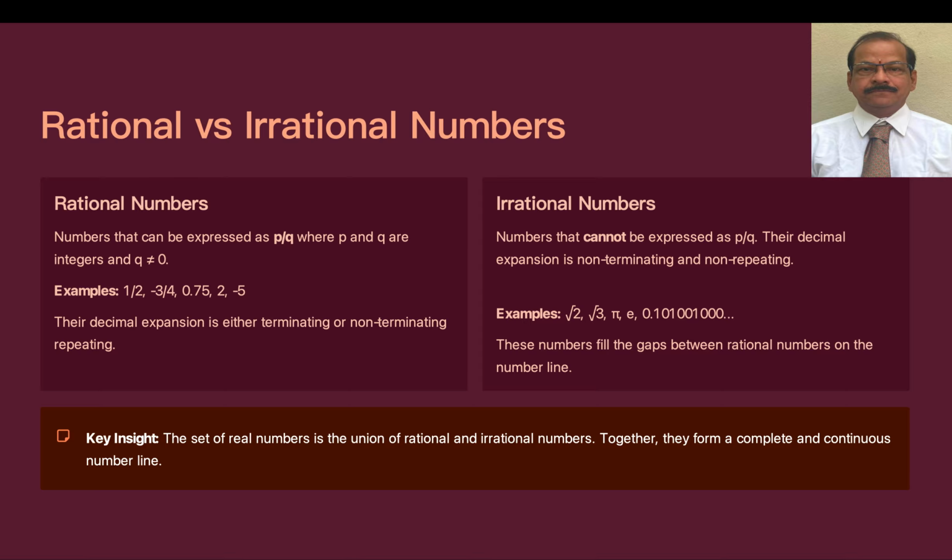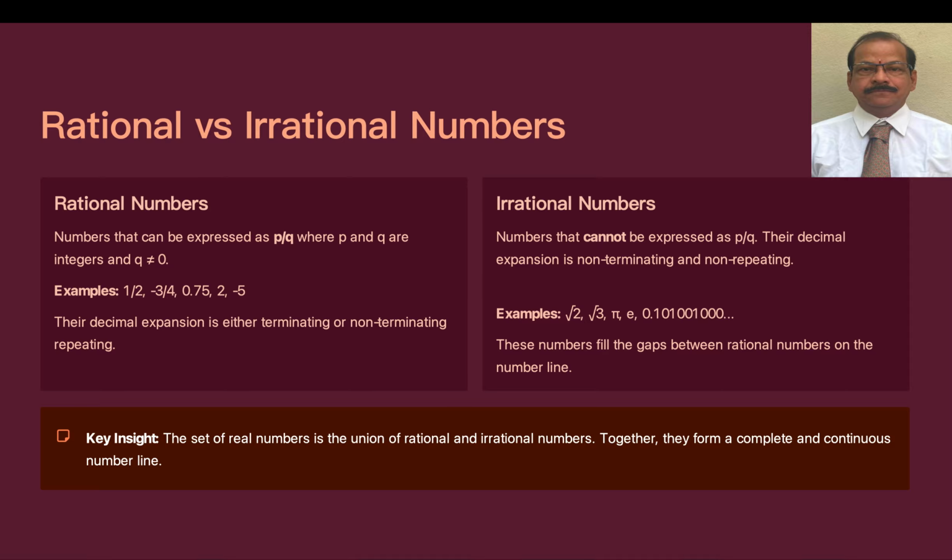The decimal expansion is either terminating or recurring. If it is not terminating, it will be recurring. So that is the decimal group which falls under rational numbers. Coming to irrational numbers, what cannot be expressed as p by q is irrational. And coming to their decimal expansion, it is non-terminating and non-repeating, or non-recurring, they call it.